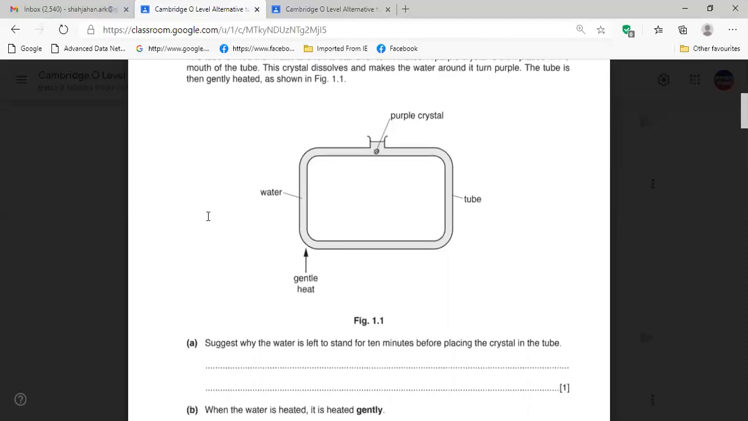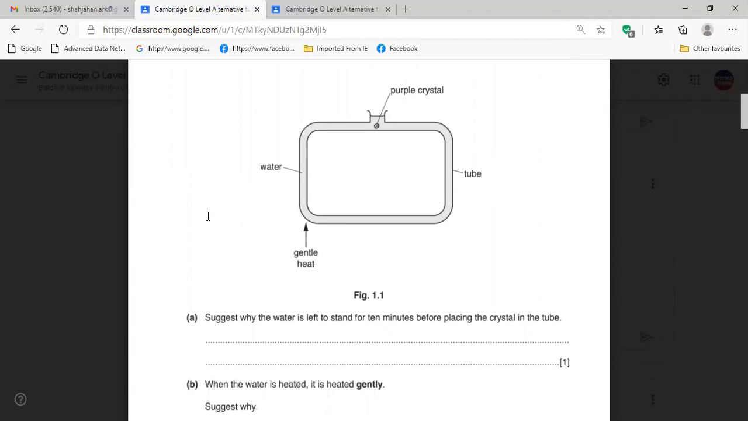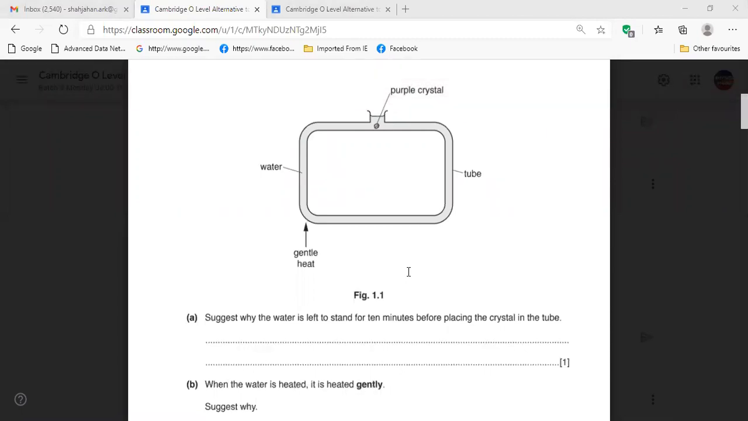A. Suggest why the water is left to stand for 10 minutes before placing the crystal in the tube. So what is the answer to it? Sir, I wrote that so that the bubbles formed can escape, the shape of the tube is irregular. I wrote 2 points over here. I was unsure which one I should write, so I wrote both of them.